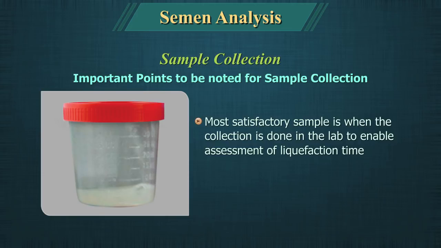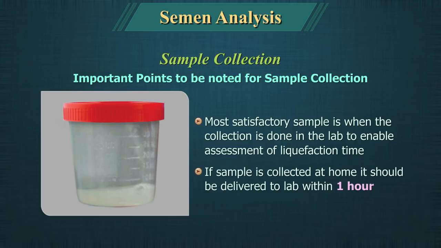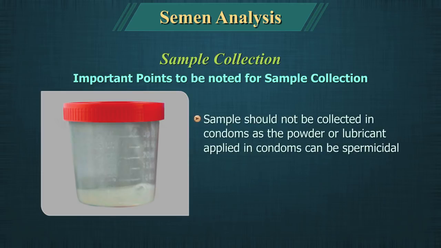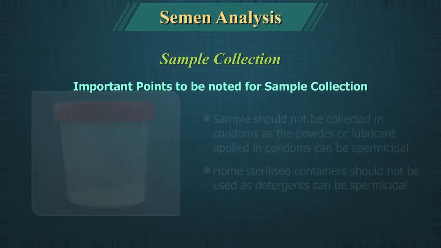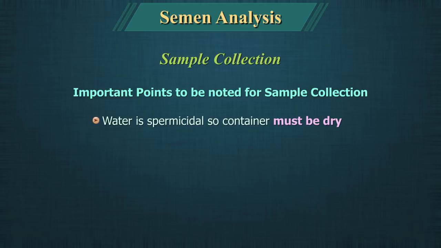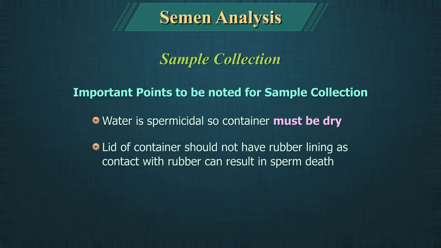The most satisfactory sample is when the collection is done in the lab to enable assessment of liquefaction time. If the sample is collected at home, it should be delivered to the lab within 1 hour. Sample should not be collected in condoms, as the powder or the lubricant applied in the condom can be spermicidal. Home sterilized containers should not be used, as detergents can also be spermicidal. Water is spermicidal, so the container must be dry. The lid of the container should not have a rubber lining, as contact with rubber can result in sperm death.